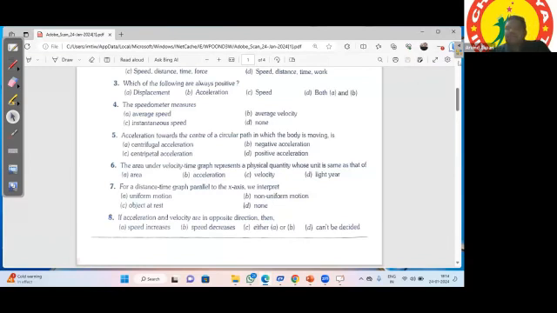Yeah, any answers? So instantaneous speed. Instantaneous speed. So how can you say instantaneous speed? And why not average speed? Why only instantaneous speed?